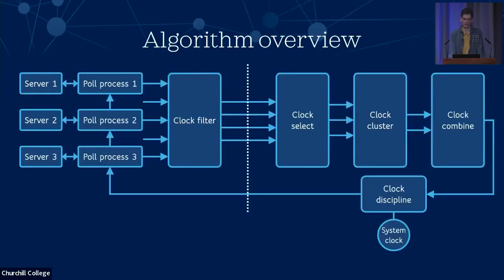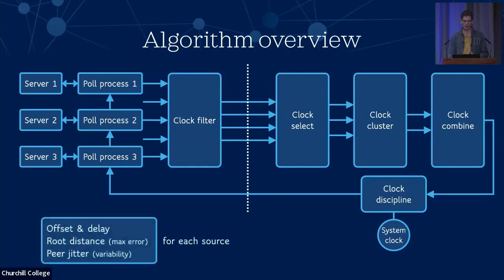Okay, so that's the first stage of the algorithm done. Let's take a step back and see where we've got to. We've taken samples over time for each source, chosen the best sample for each source, and selected which sources are good enough to use. And for each source, we've calculated the offset and the delay, the root distance, which is a measure of the maximum error, and the peer jitter, which is a measure of the variability of that source.